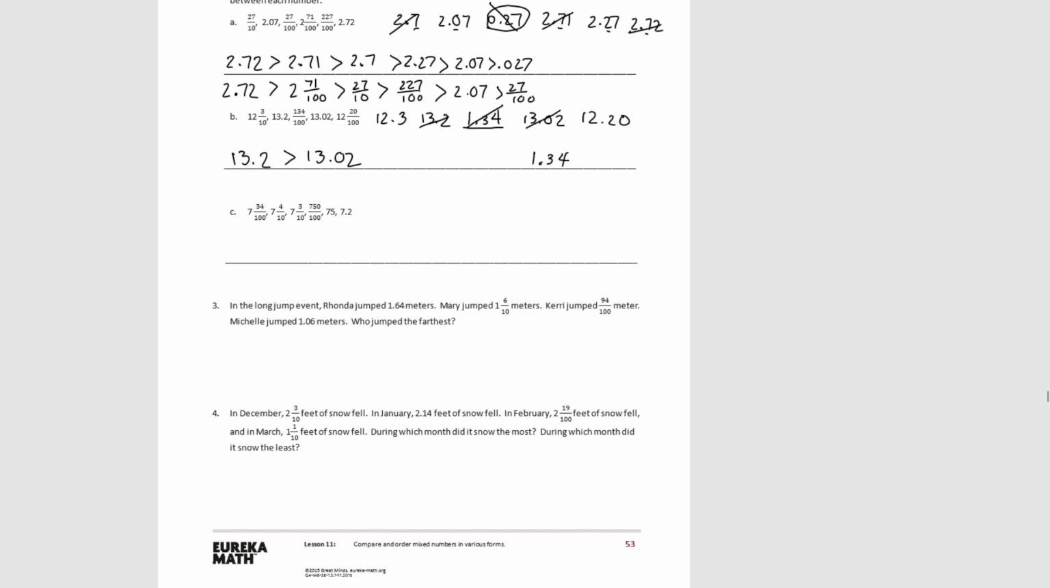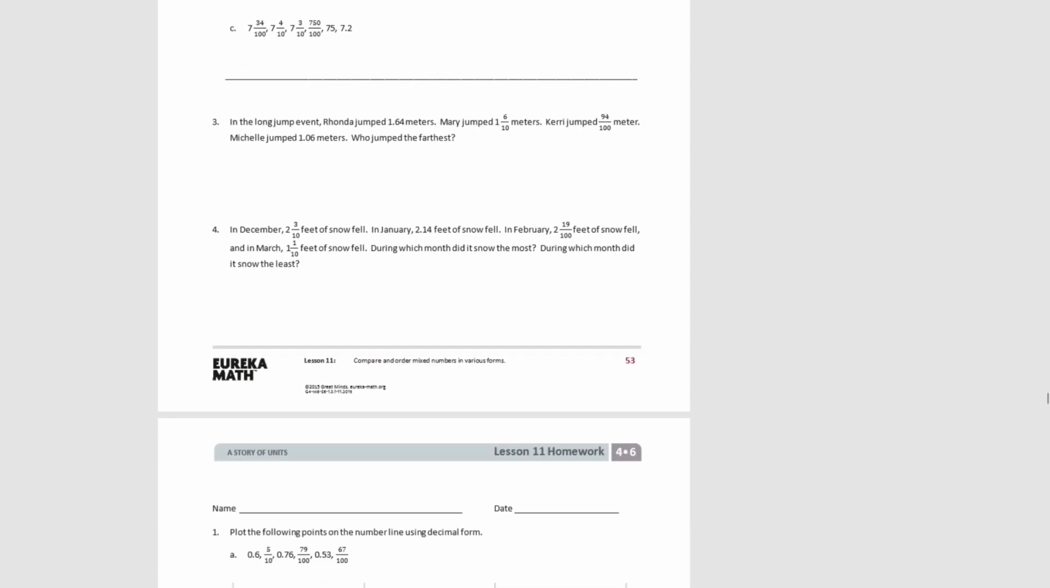Now we've got two numbers with 12 as the whole number. We have 12 and 3 tenths, and 12 and 20 hundredths. So the 12 and 3 tenths needs to come first, and then 12 and 20 hundredths, and finally our smallest number, our least number, 1 and 34 hundredths. Okay, try the same thing with C.